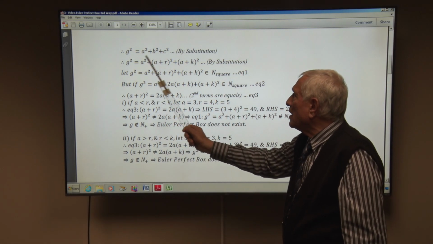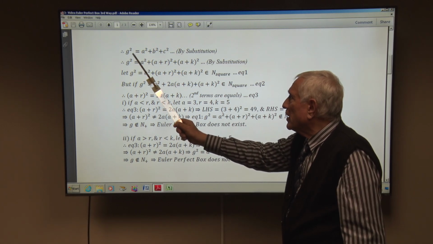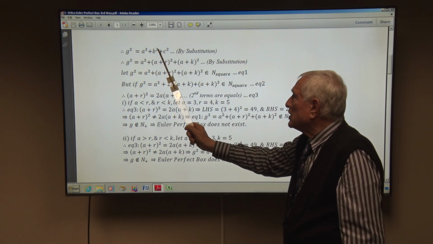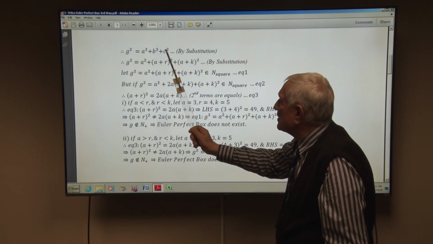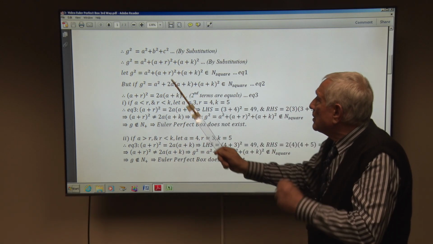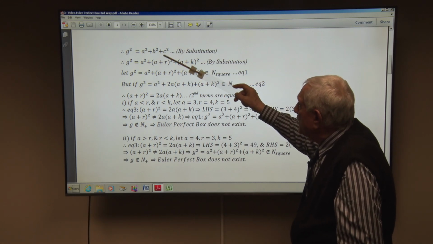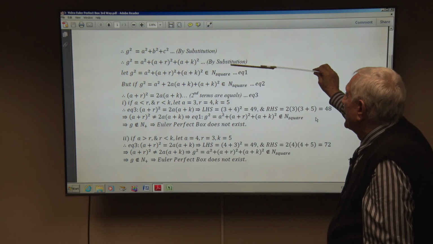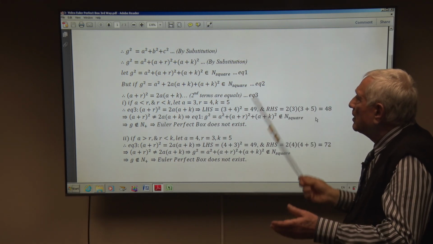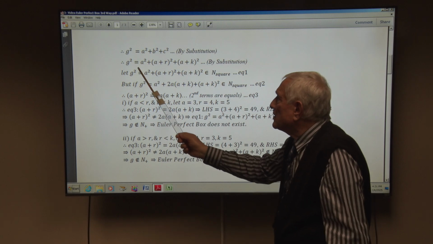Then when you do another substitution from G, you will get G squared equals A squared plus B squared plus C squared. Anyway, do another substitution: B is A plus R and C is A plus K, by substitution.